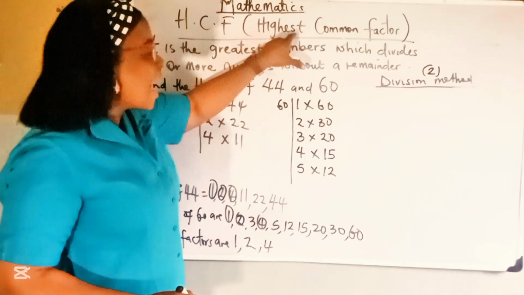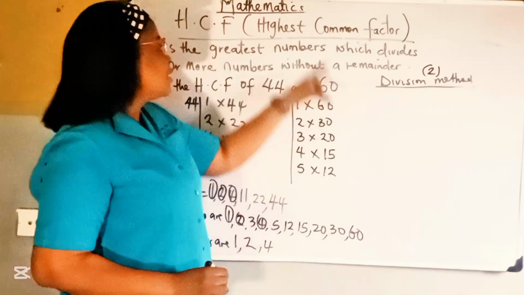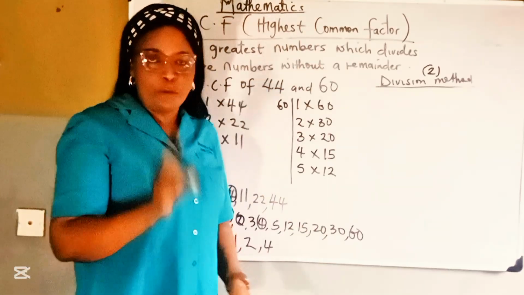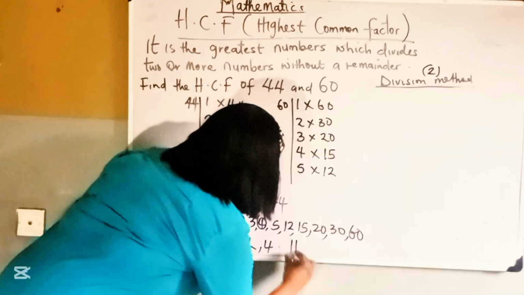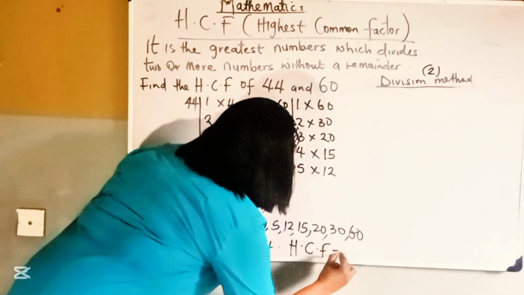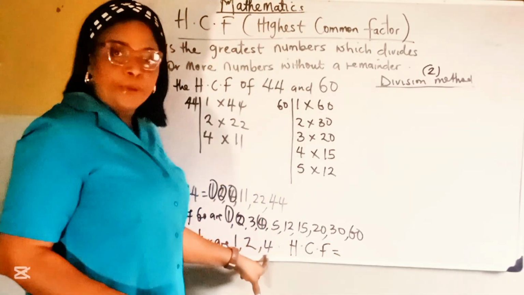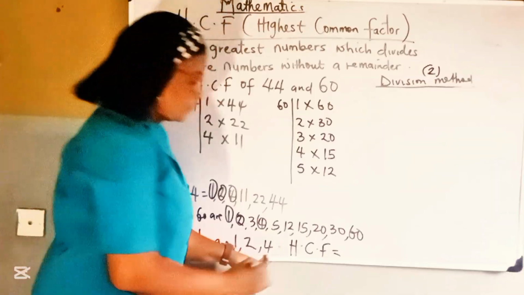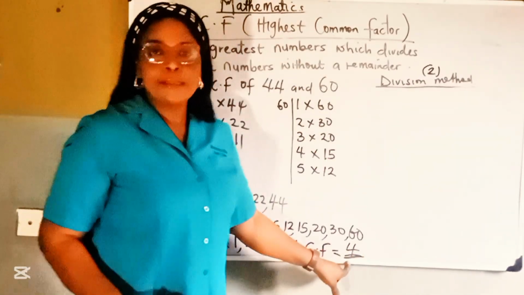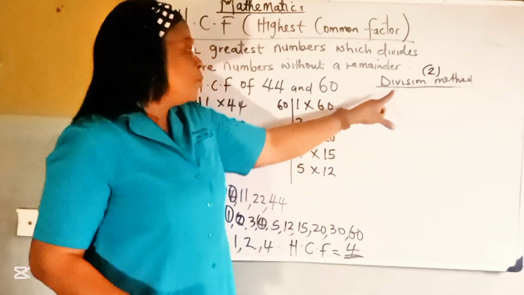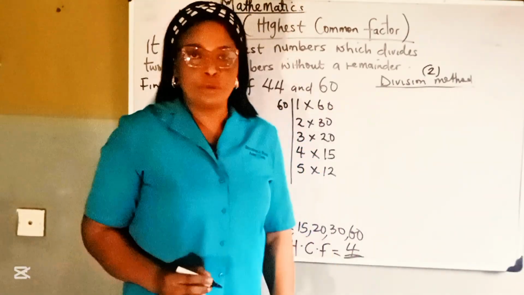Then we're going to look at the highest common factor. The highest common factor is the greatest number, that is the highest number. And then the highest common factor is equal to, the highest number here is what? 4. So 4 is the highest common factor.